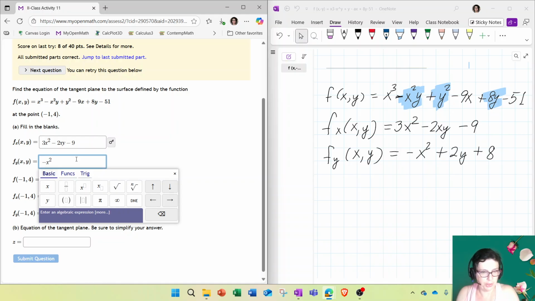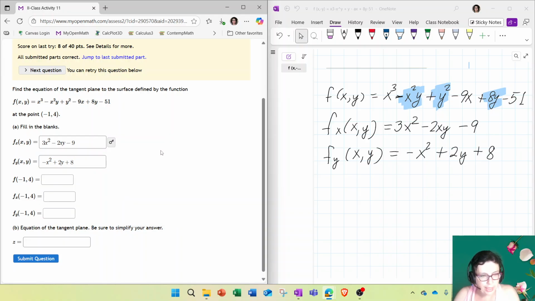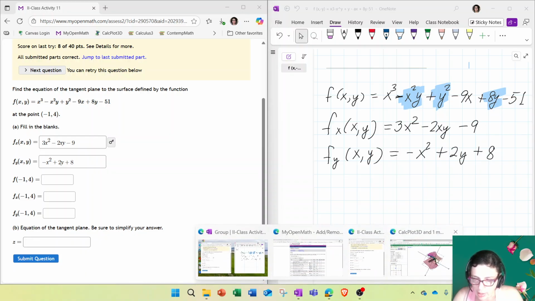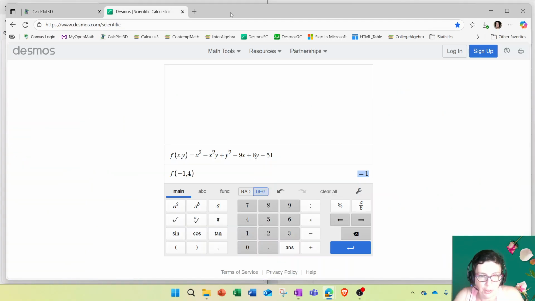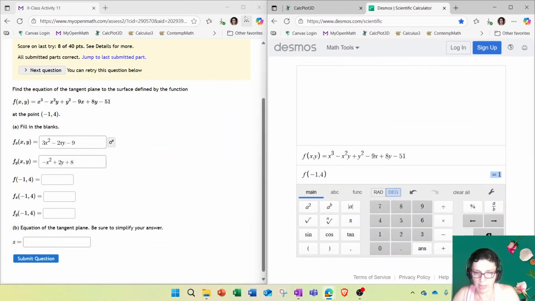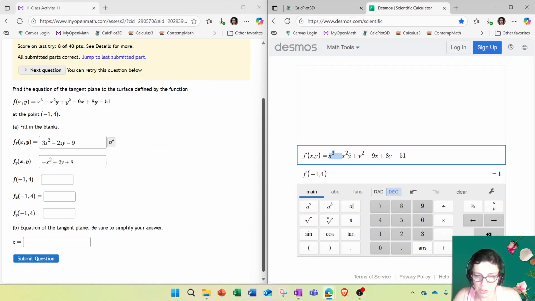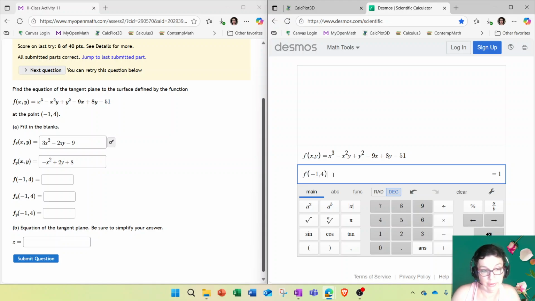-x squared plus 2y plus 8. All right. Okay, so the next thing is to substitute the point -1, 4, and not just in the partial derivatives, but also into the original function. So I will do that using the Desmos calculator. I already entered the original function over here, and I know that the value at -1, 4, which you could do without a calculator, but the calculator really helps, is just going to give you 1.